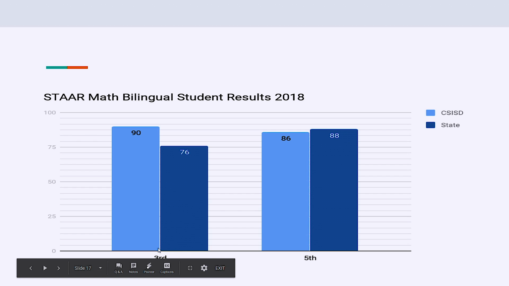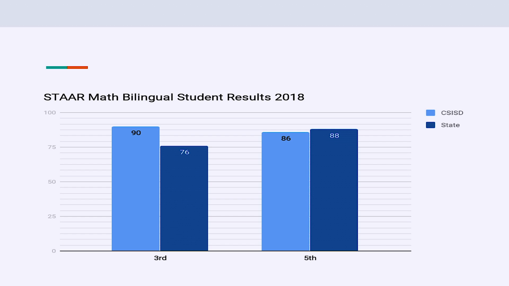And then for bilingual, we have 90% of our third graders passing the math, and 86% of our fifth graders passing the math. We have some anomalies in our testing based on advanced math students. Those don't really show up till about 7th grade. So that's not going to have an impact here? No, sir.